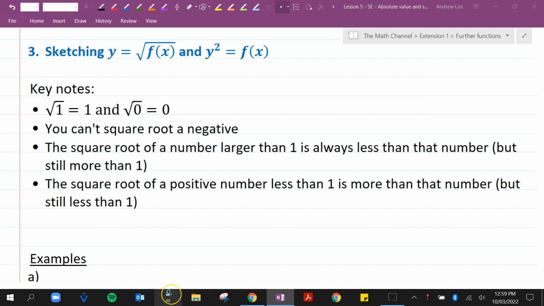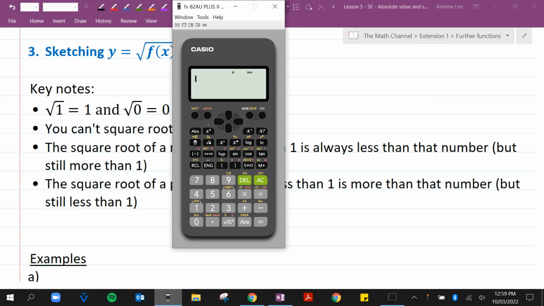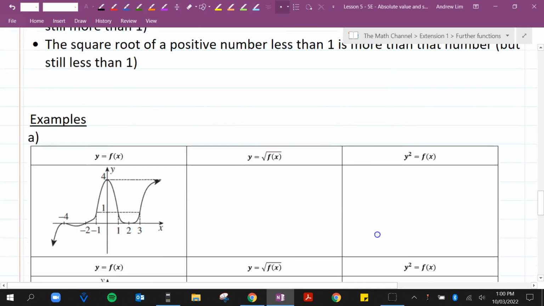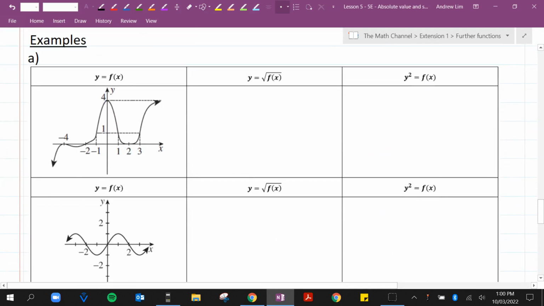So what I mean by that, let me just get my trusty calculator out. If I were to square root a number less than 1, so let's say 0.5, the answer is more than 0.5. Right? But it's still less than 1. That's because 0.7 times 0.7, when we multiply a decimal that's less than 1 by itself, it's going to get smaller. Okay. So when we square root, it's going to be the opposite. It's going to get bigger.